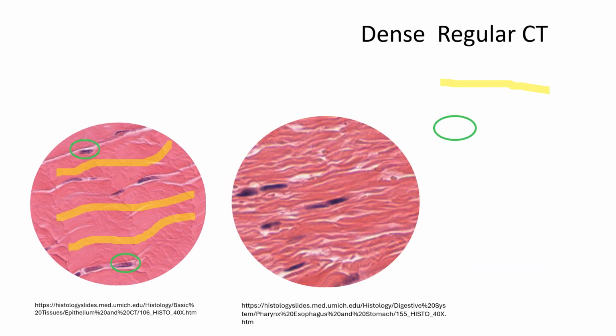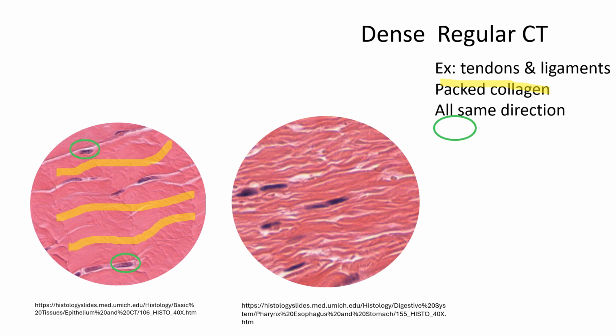The first dense tissue is just called dense regular tissue. Where is this in the body? Ligaments that attach bone to bone and tendons that attach muscle to bone. Think of a rope that you pull tight from both ends, and that's a tendon or a ligament. So these pink collagen fibers are all arranged in the same direction, like the fibers in a rope to take that pulling tension. You can see the darkly stained nuclei squished between the fibers.